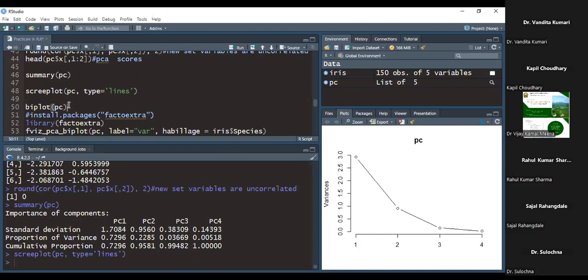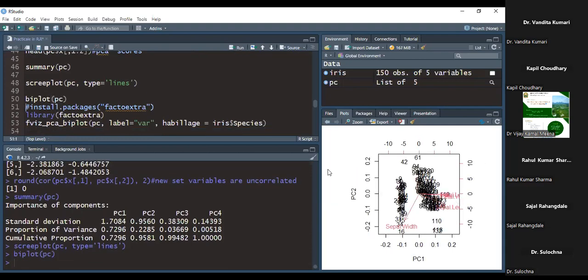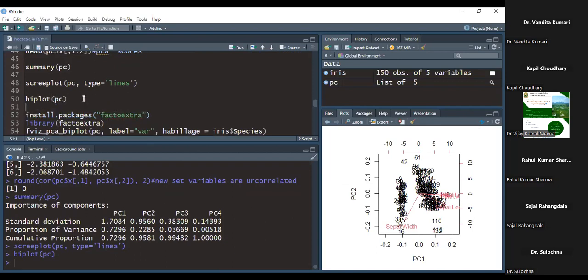So the biplot function is going to show us the biplot of the variables. Now we'd like to have some better visual form of this principal component.